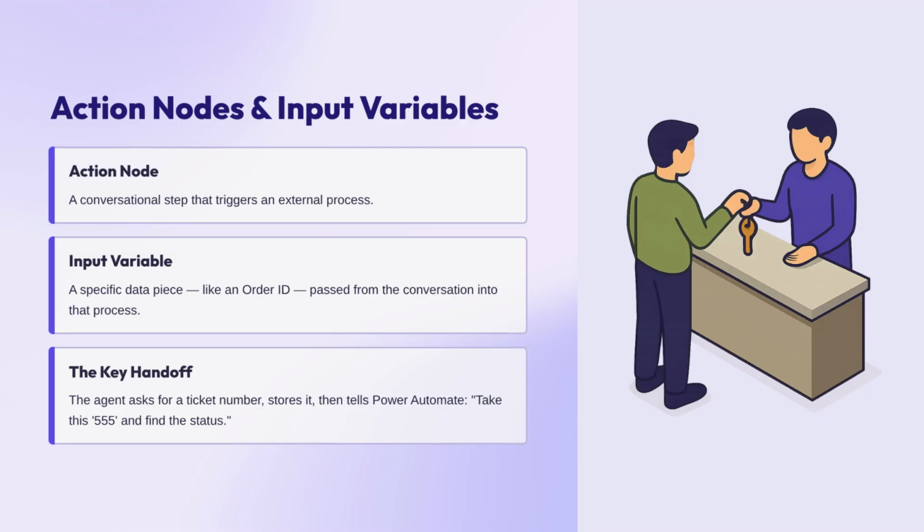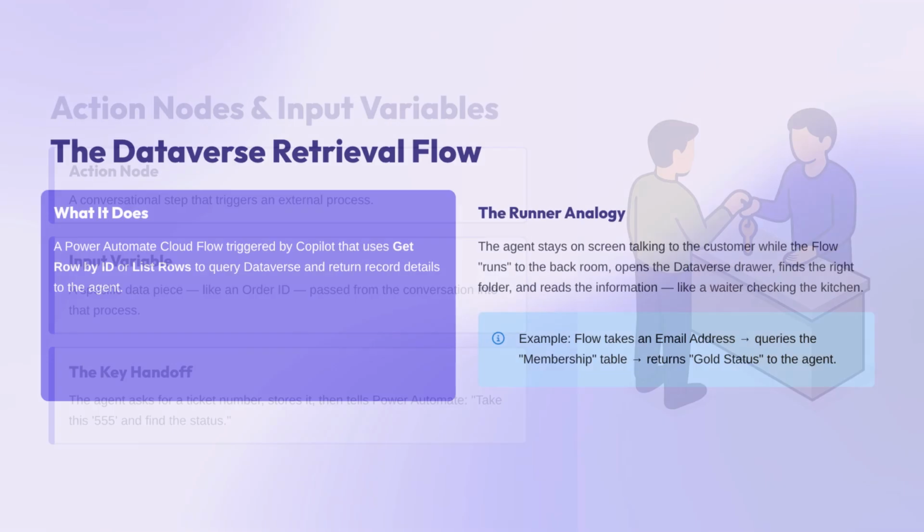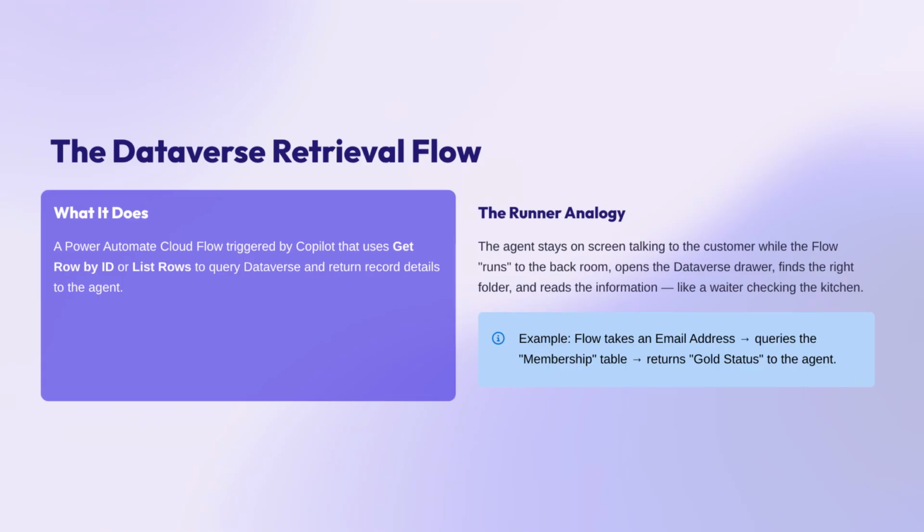So now that we've mastered how to hand over the key, you might be wondering what happens behind the scenes when the assistant actually goes into the filing cabinet to find the answer. Well, that brings us right into our next step, which is creating the Power Automate flow for Dataverse retrieval. Now we need to talk about the Dataverse retrieval flow.